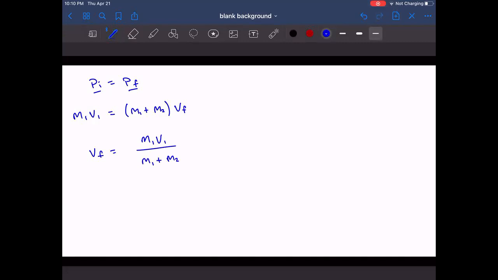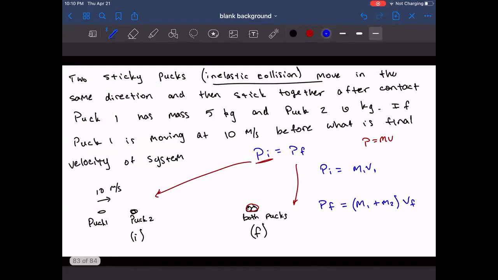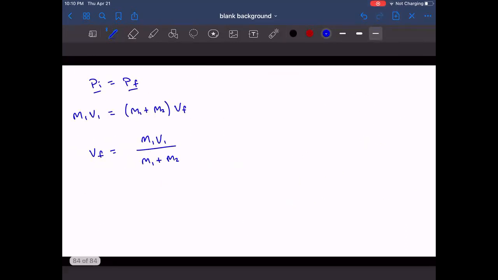Okay, well, we have these values, right? We just need to plug it into the calculator and get the final velocity of this thing. Where's my calculator? There it is. Okay, so the first mass is 5 times, well, it's moving at 10, divided by the total mass of the thing, 11. 5 plus 6 is 11. So I got 4.55.